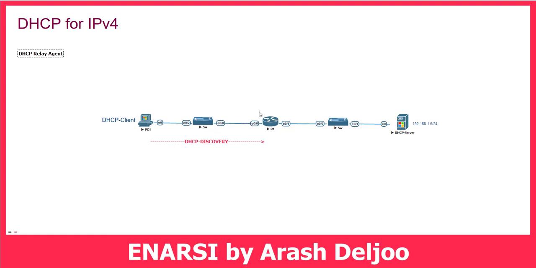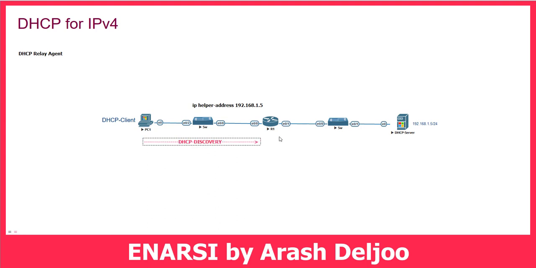Here in the router 1, on the interface of router 1 that can reach the DHCP server, we are configuring one command. The command is IP helper address, then the IP address of the DHCP server, 192.168.1.5. Actually, we are telling router 1 that the IP address of the DHCP server is 192.168.1.5.